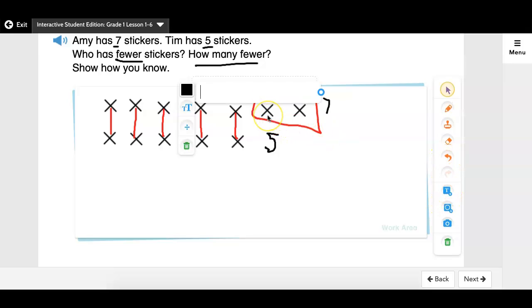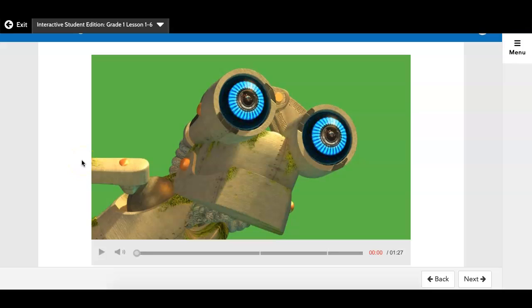So for our answer, and you will have to write it, I'm going to go ahead and type it because of my finger. I'm going to say Tim had 2 fewer stickers. That is what we would say for our answer on our solve and share. Now let's turn our workbook page to page 26. So we're just turning our workbook page over. Let's watch our animated video that shows us how to do the top part of page 26.